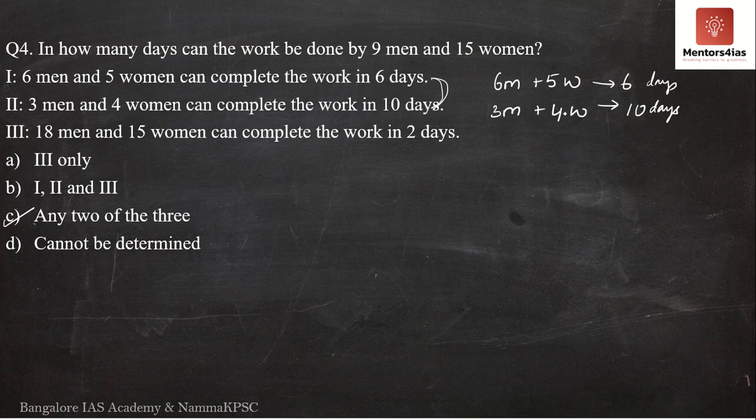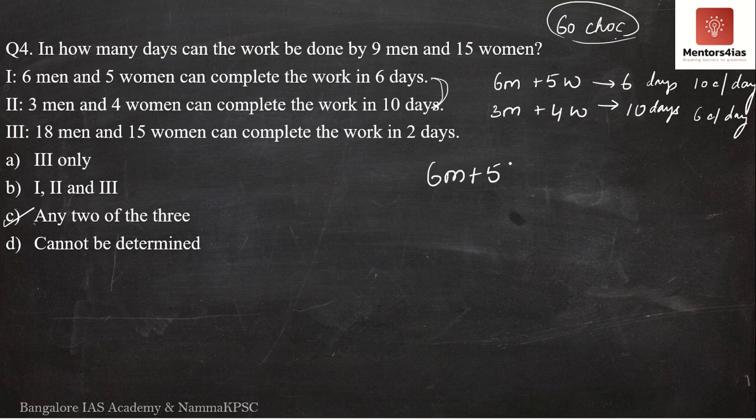So let me assume some amount of work to be completed as eating a number of chocolates. Obviously, I'll take the number of chocolates to be 60 because it is simpler. You could take 30 chocolates, 120 chocolates, it does not matter. So let me assume that the amount of work to be done is to eat 60 chocolates. So if 6 men and 5 women eat 60 chocolates in 6 days, how many chocolates per day? 10 chocolates per day. Similarly, 3 men and 4 women eat 60 chocolates in 10 days, meaning 6 chocolates per day. So now can't I solve these equations?